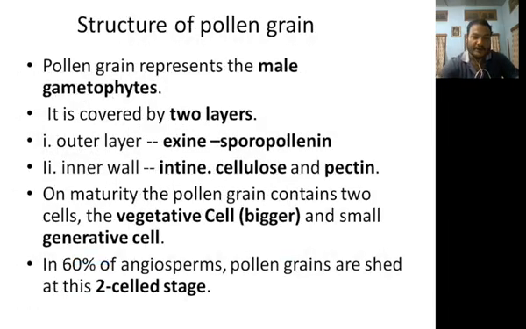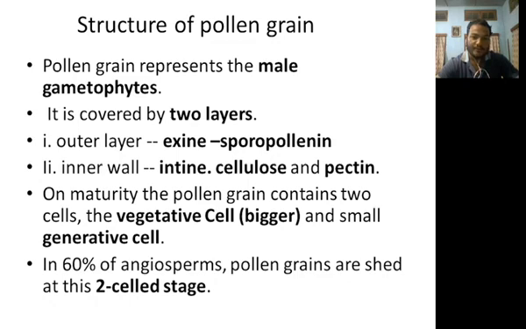Now the structure of the pollen grain. We know that pollen grains represent the male gametophyte because they are the product of meiosis. That's why they have only n number of chromosomes. So it represents the male gametophyte. It has two layers. The outer is known as the exine, which is made up of sporopollenin, the hardest biochemical substance, and the inner one is known as the intine, made up of cellulose and pectin.